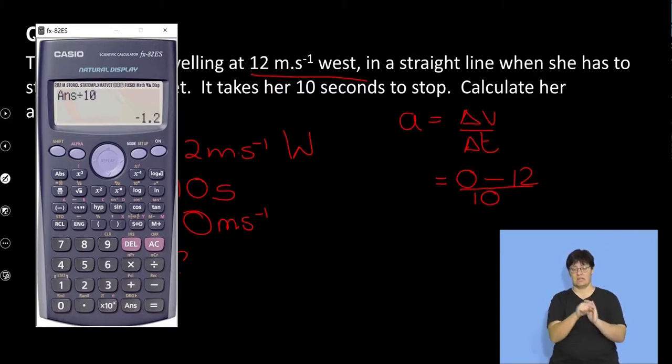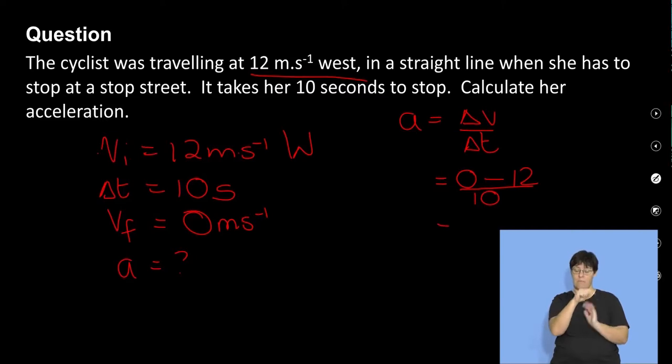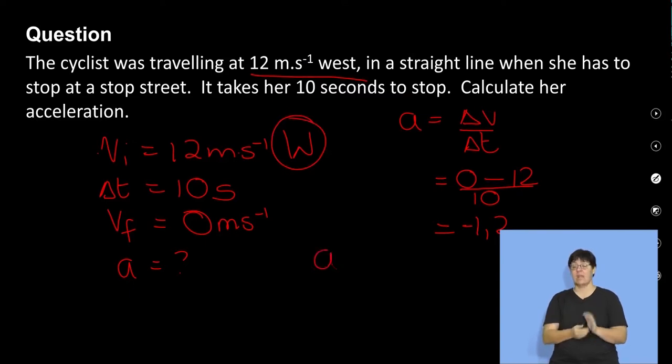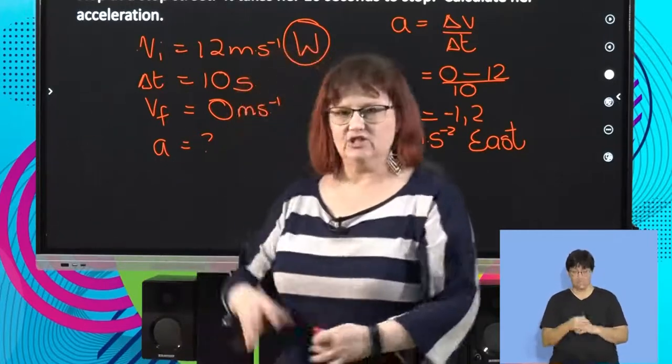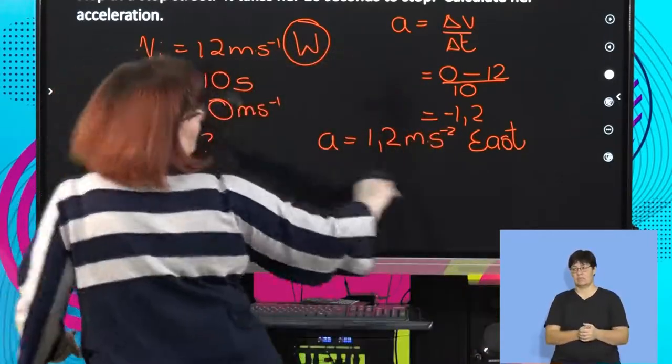I get minus 1,2. We never ever leave it as a minus. We have to change it to a positive. I, by default, made west positive. So her acceleration is 1,2 meters per second squared east. So she slows down by 1,2 meters per second every second. Okay, she's slowing down.